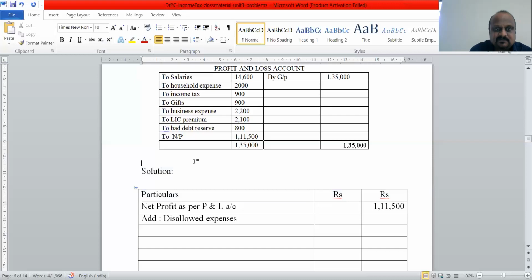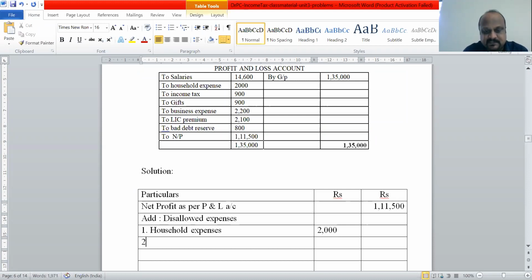Let us see first, salaries. Salaries is an allowed expenditure, so we will not do anything with this. Second one is household expenses. Household expenses are personal in nature, so this we have to add back. This is disallowed. How much are the household expenses? 2,000 rupees. 2,000 rupees is disallowed.